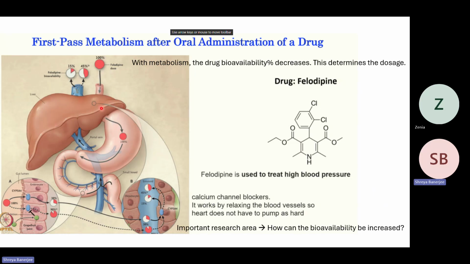So like this, depending on how much it is metabolized, the dosage decreases. And according to that, we need to adjust the initial dosage. Felodipine is generally used to treat high blood pressure. It relaxes the blood vessels so that the heart does not have to pump so hard and the blood pressure reduces. Now, since the availability is decreasing, an important research area is how the bioavailability can be increased so that the dosage does not need to be increased too much.